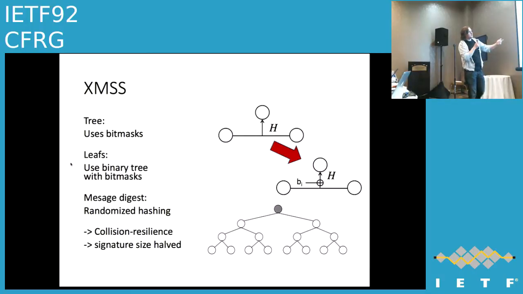And the message digest uses some randomized hashing, actually a de-randomized hashing, so that's exactly the PRF version that we had for ECDSA in the discussion. And all this together allows you again to get away without collision resistance, so we've got a collision resilient scheme and half the signature size. Next.